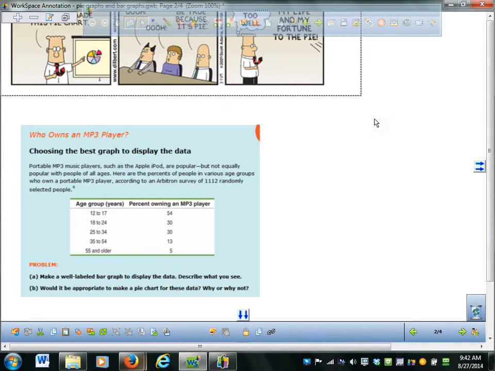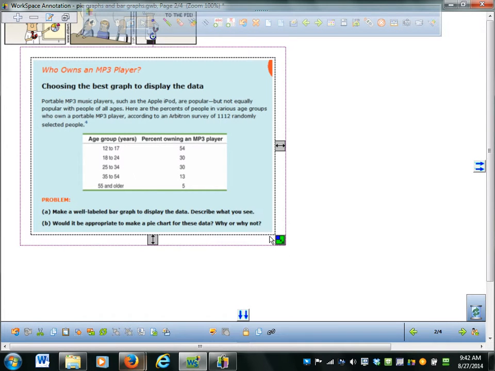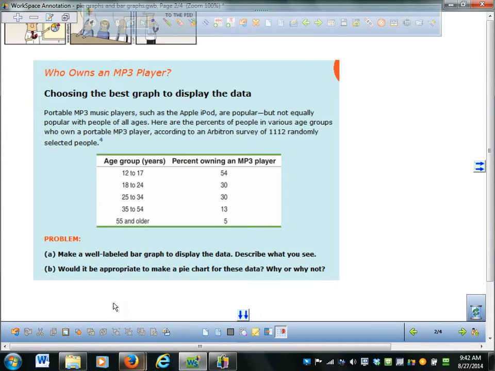Let's move on to choosing the best graph to display the data. So let's try to do this together. Portable MP3 players such as the Apple iPod are popular but not equally popular with people of all ages. Here are the percents of people in various age groups who own a portable MP3 player, according to a survey of 1,112 randomly selected people. Make a well-labeled bar graph to display the data.